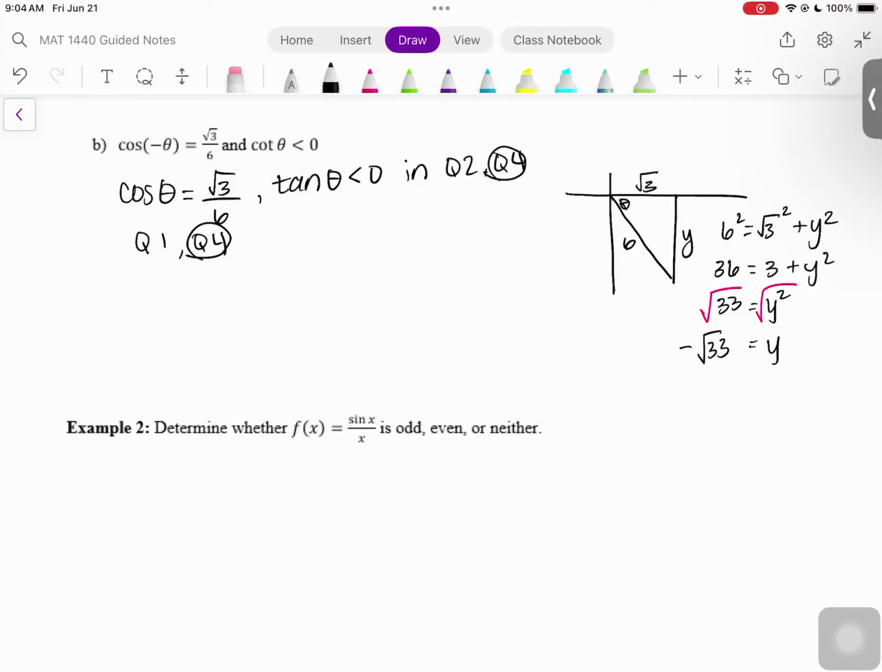Now that we've completed the triangle, we can evaluate sine of theta. Sine of theta is opposite over hypotenuse, which is going to be negative square root of 33, or that y value, over r, or the hypotenuse, 6.